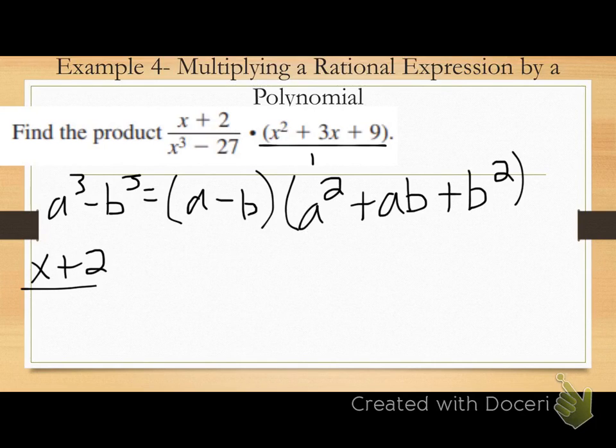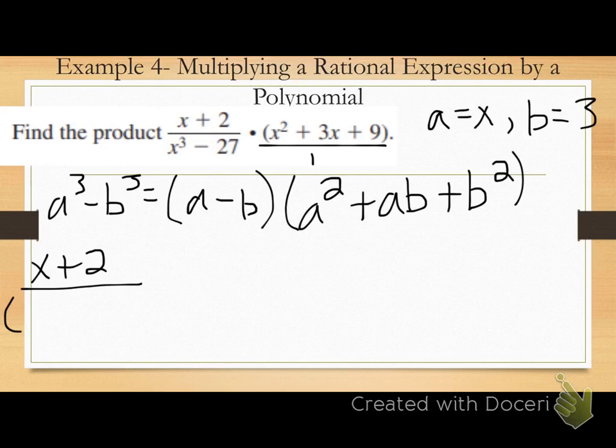There's my numerator. How do I get a and b? Cube root of what for a? Of x cubed. What's the cube root of x cubed? X. Cube root of 27. 3. My a value is x. B value is 3. Now I can just start plugging into this formula.